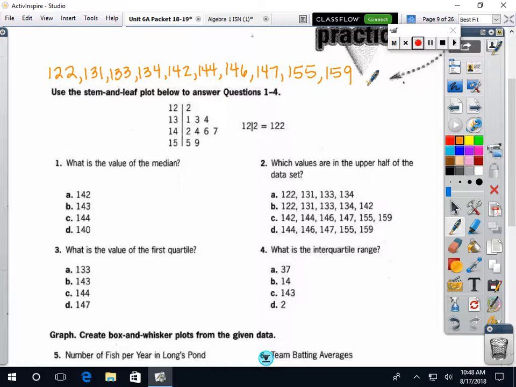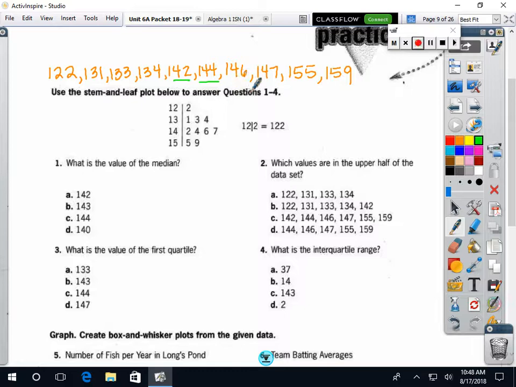And now we're going to answer these questions. Number 1 says, what is the value of the median? Who can define median for me? Right, the middle of all the data once it's in order, which it is. Okay, we do have an even amount of data, so it's going to split the middle. 1, 2, 3, 4, 5. 1, 2, 3, 4, 5.